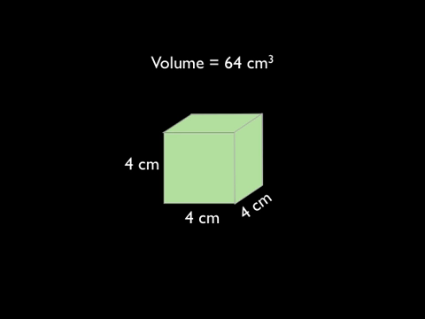Now this unit kind of makes sense for volume. A cubic centimeter you can imagine as just being a cube that's 1 centimeter by 1 centimeter by 1 centimeter. And we're basically saying how many of those 1 centimeter cubes could fit inside this cube. And we could get 64 of those in there. So again, cubic centimeters are units of volume.